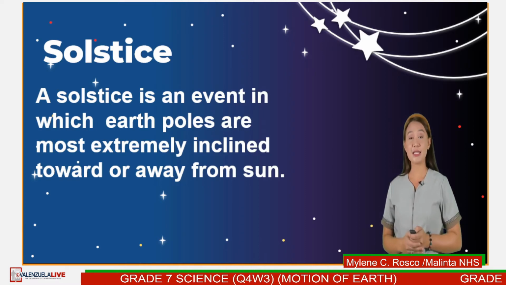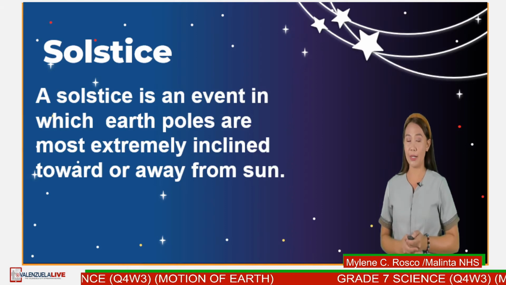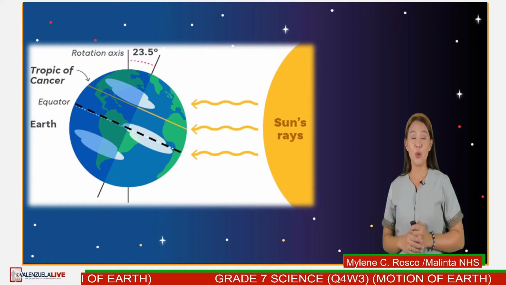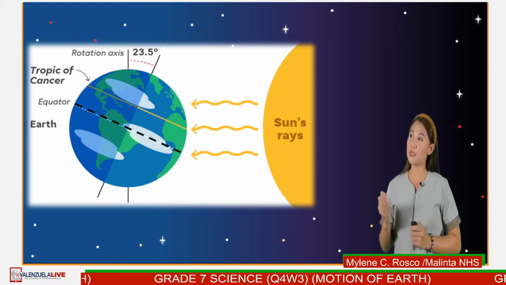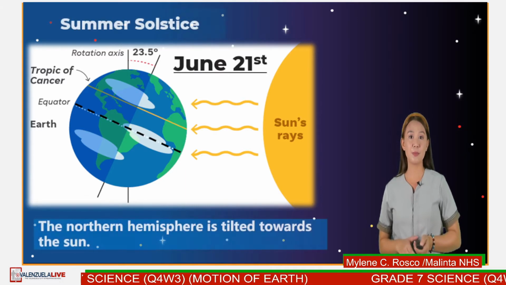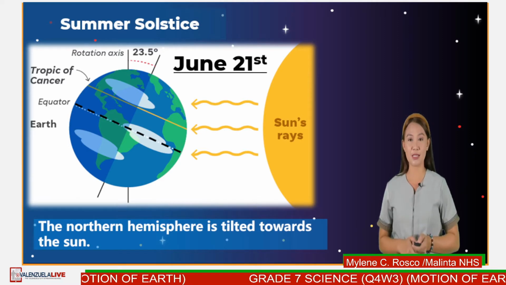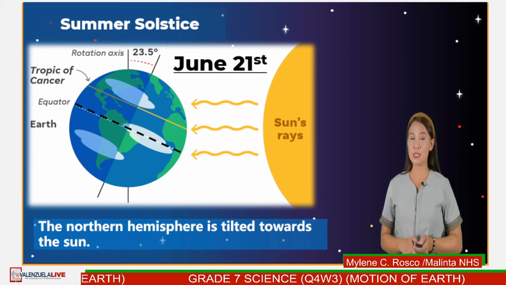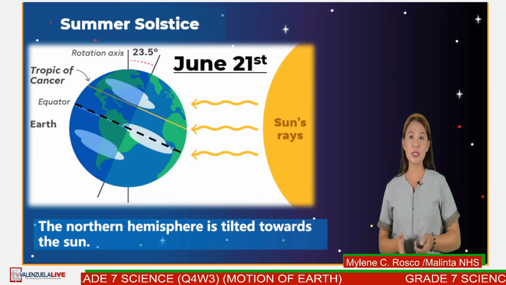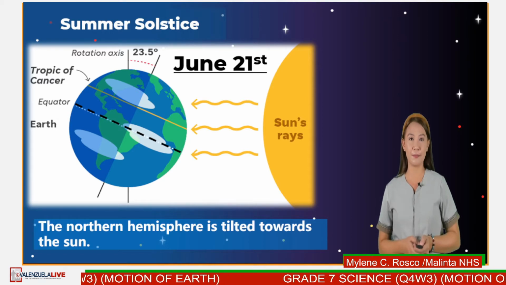A solstice is an event in which Earth's poles are most extremely inclined toward or away from the Sun. In the diagram, we can see that the northern hemisphere is tilted towards the Sun. This position of the Earth causes the summer solstice. Summer solstice occurs every 21st of June. Now let's look at the effect of summer solstice on the different regions of Earth.